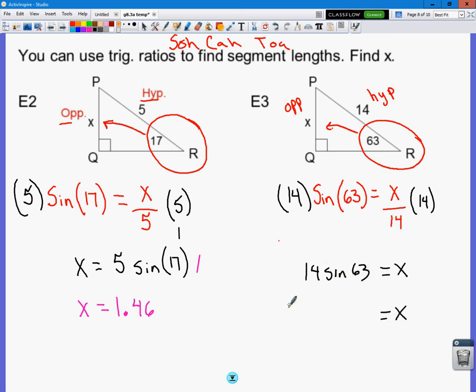So go ahead and key that in and see what you get for an answer. Get 12.47. Anybody not getting 12.47?